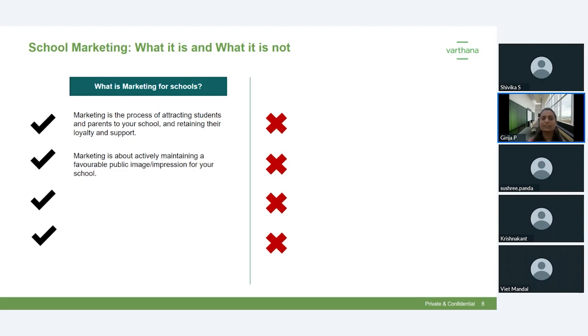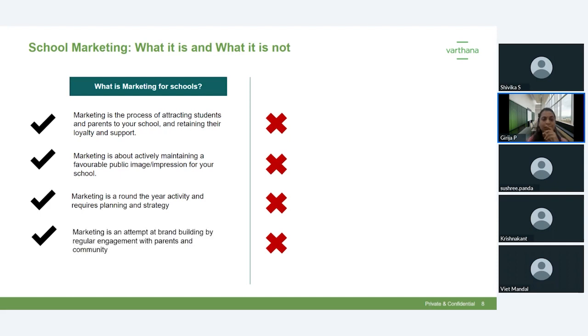Marketing is about actively maintaining a favorable image and a school reputation within the community and in front of parents, so they feel it has credibility and they can trust this school. Marketing is a continuous process, right? It needs proper planning and strategy for how you want to introduce yourself within the market, and it goes throughout the year, not just at the end of the year.